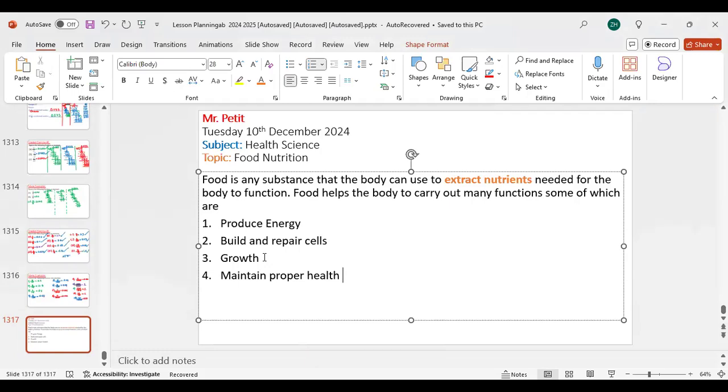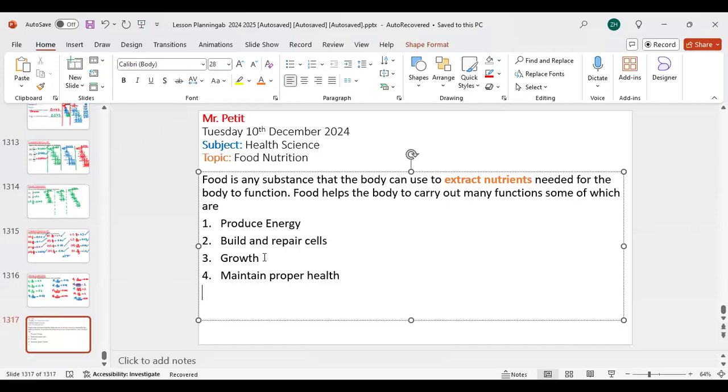So therefore, what food we eat is important, because if we're trying to eat food for health, then we need to understand what is the right type of food and what nutrients we get from different types of food.